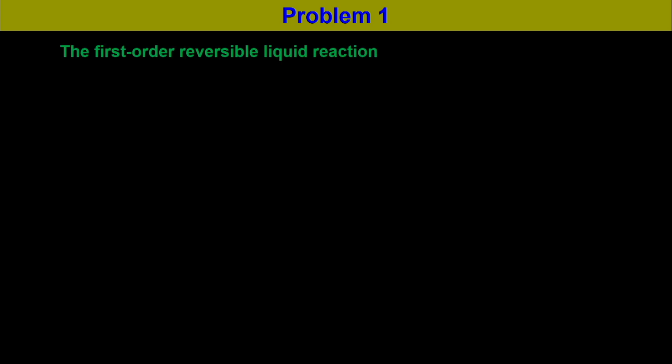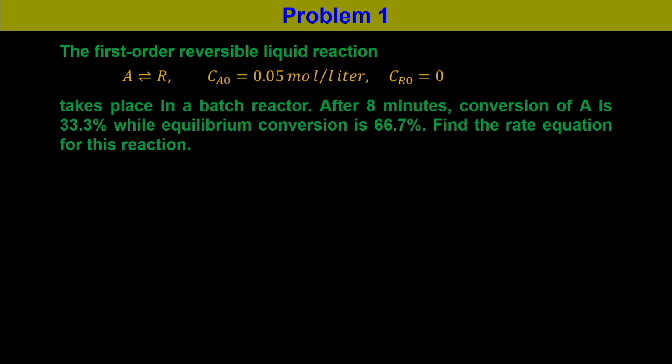Say, first order reversible liquid phase reactions, A gives R, and concentration C_A0 is given as 0.05 mole per liter, C_R0 is equal to 0, and which is taking place in a batch reactor. After 8 minutes, conversion of A is 33.3%, while equilibrium conversion is 66.7%. We need to find the rate equation for these reactions.